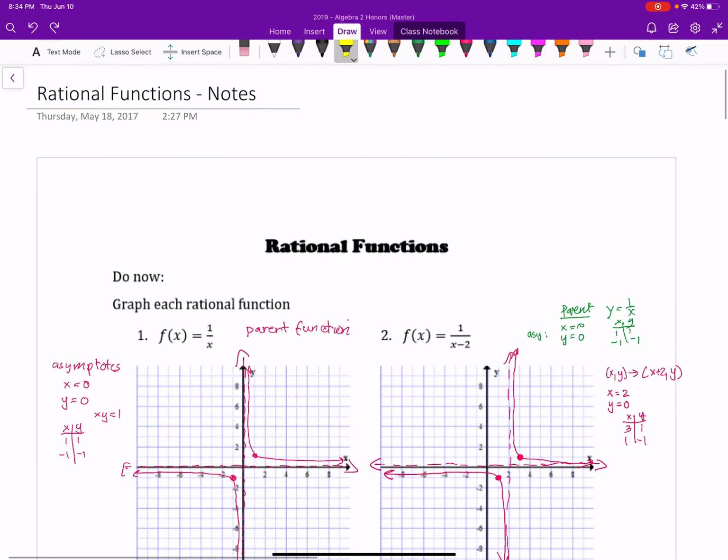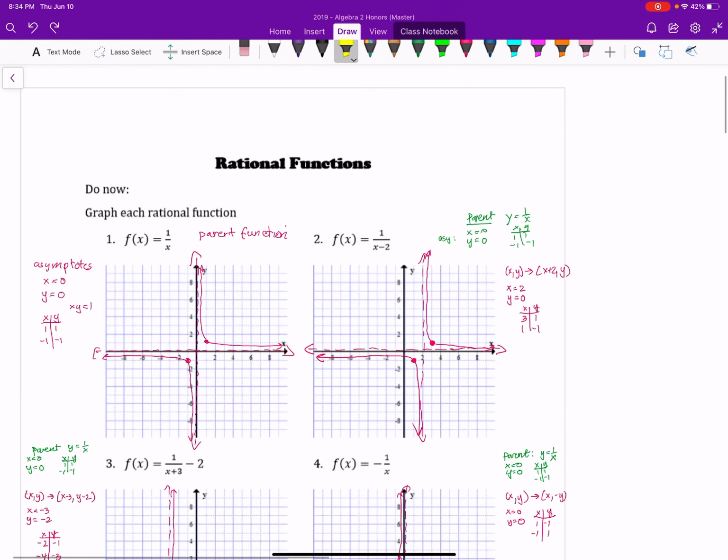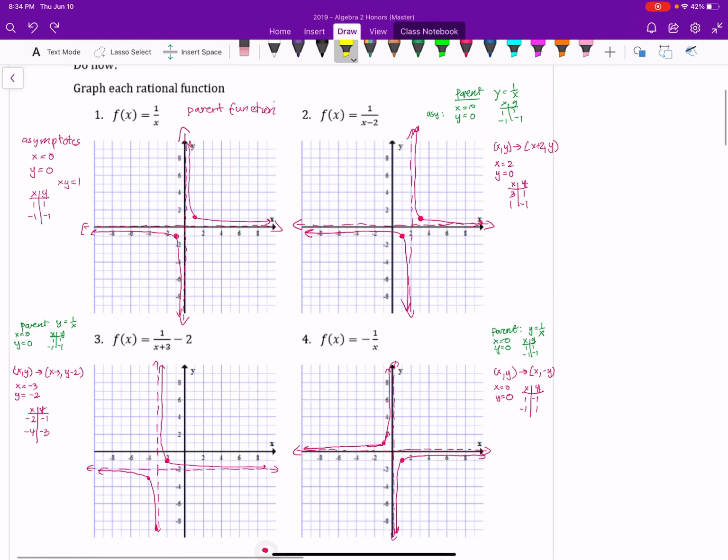So this is what I'm getting with the asymptotes. I started with the parent function, which was number 1, and then used that parent function to develop all the other ones with the mappings to help me find some coordinates and the asymptotes, and some coordinates to help me graph them.